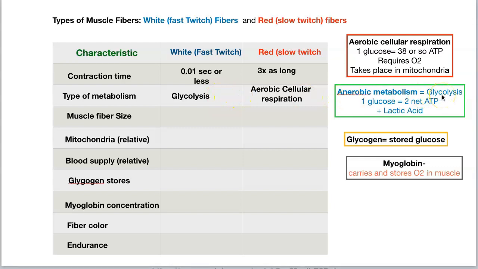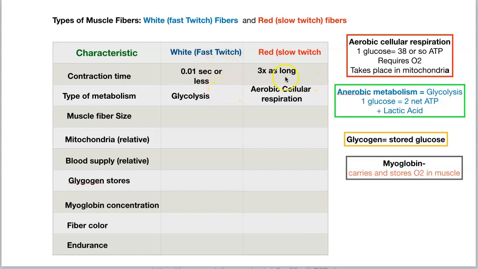Glycolysis, if you remember from Intro to Biology, that is anaerobic metabolism. What is anaerobic metabolism? It means it does not need oxygen. You are in glycolysis, you are going to be taking one glucose molecule and you are going to create a net of 2 ATP. That is your power, right? ATP. Plus you're going to form lactic acid. So with glycolysis, you don't need oxygen and you're going to get a net 2 ATP per 1 glucose molecule.